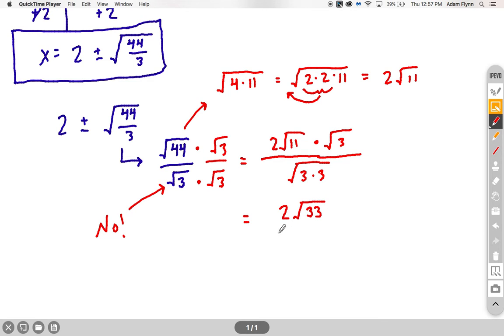Okay? Now, if we could simplify the square root of 33, we would, but with the square root of 33, we'd end up with 3 and 11 as factors, and we're not going to get any pairs. So this is fine as is right here.